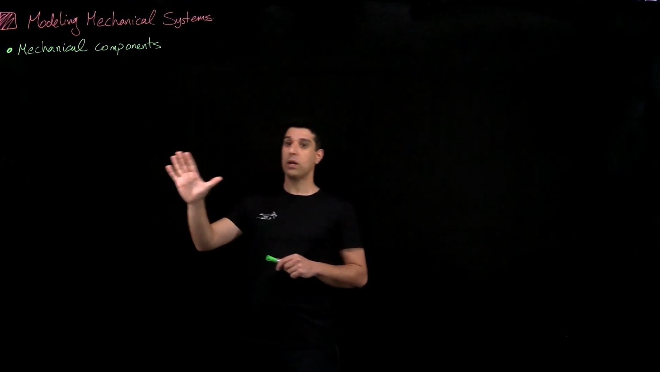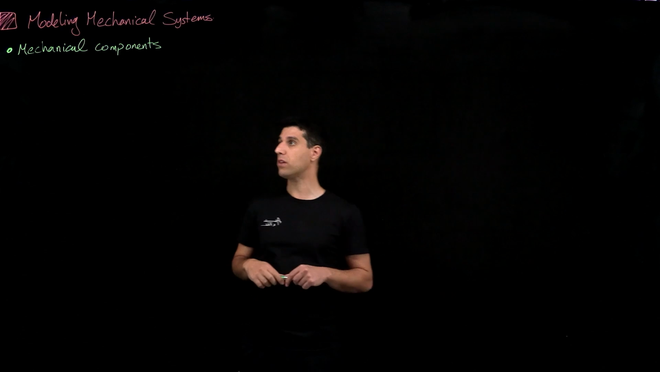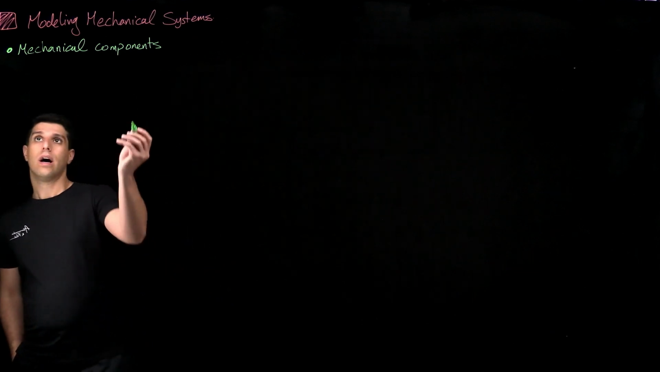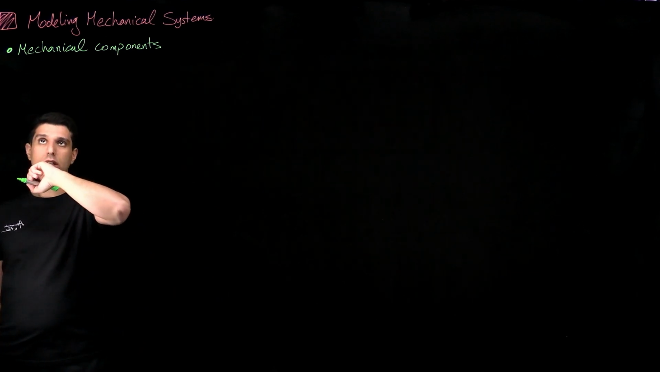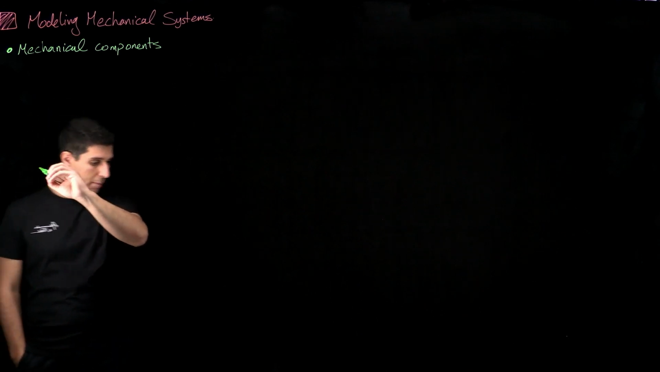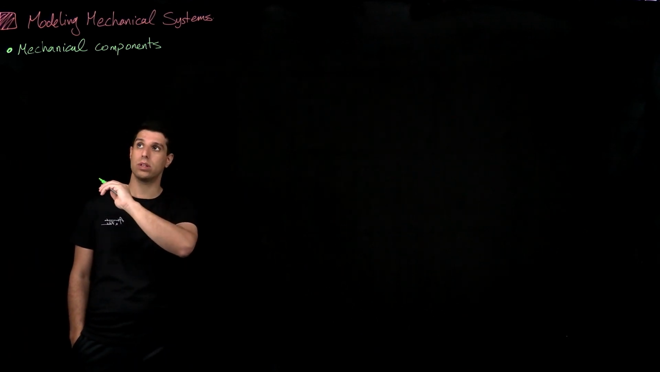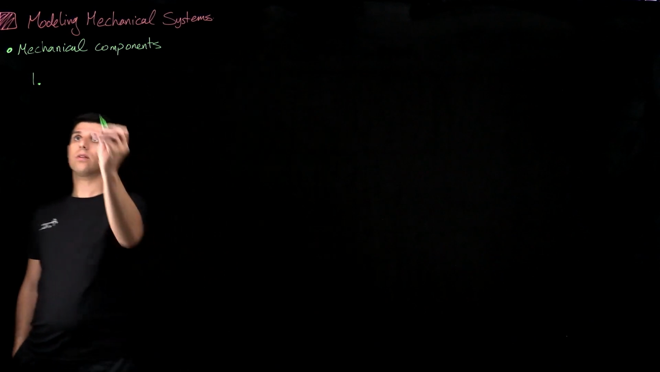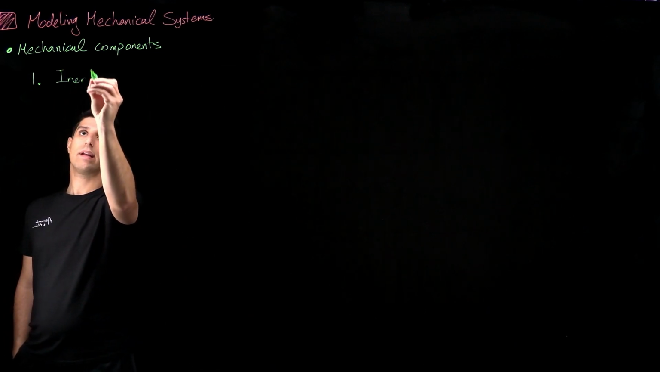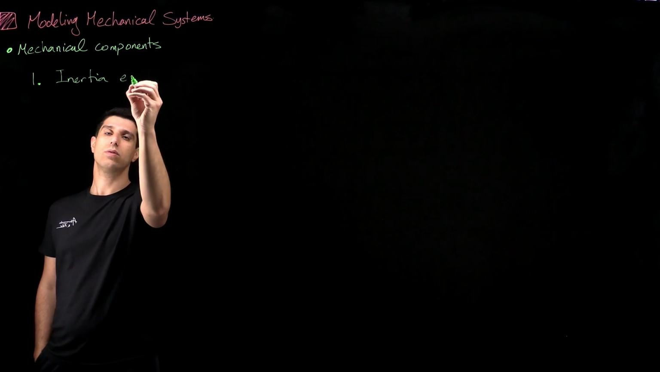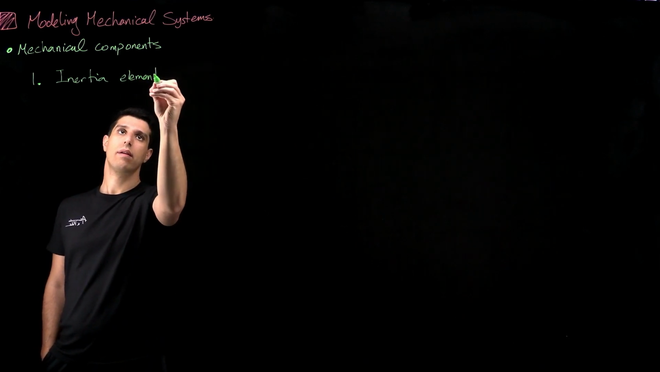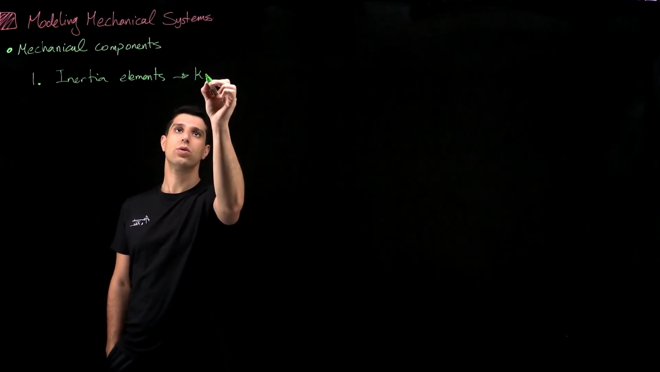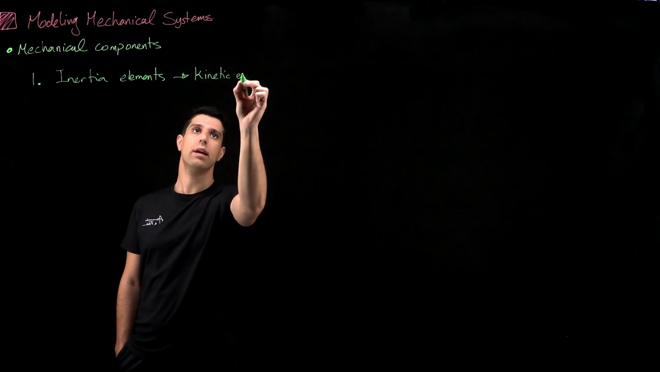So considering the energy is a very convenient way to classify systems and components. I think a very good starting point is to classify mechanical components into 4 categories. One category is inertial elements or components, and these kinds of components can store kinetic energy.